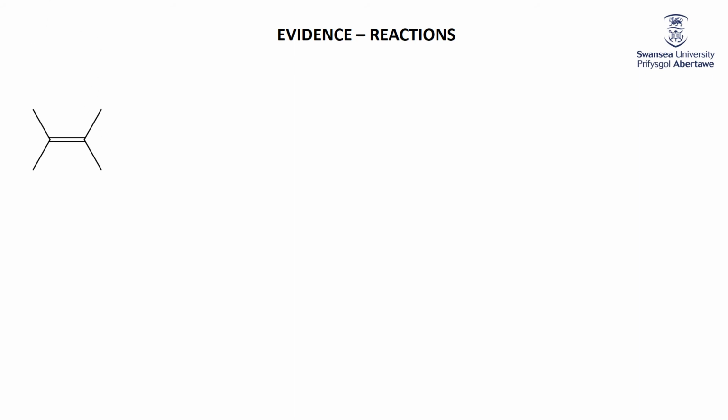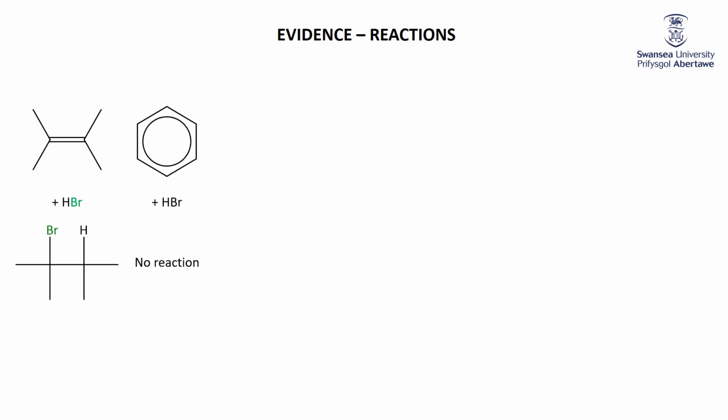But we'll start off. Here's a carbon-carbon double bond. If you react it with HBr, you get addition of HBr across that double bond, if you might remember the alkene module. Take benzene, add HBr to it, absolutely nothing happens, no reaction at all. So one of the classic alkene reactions doesn't happen for benzene.